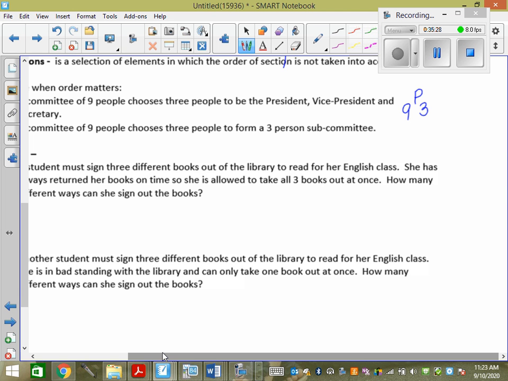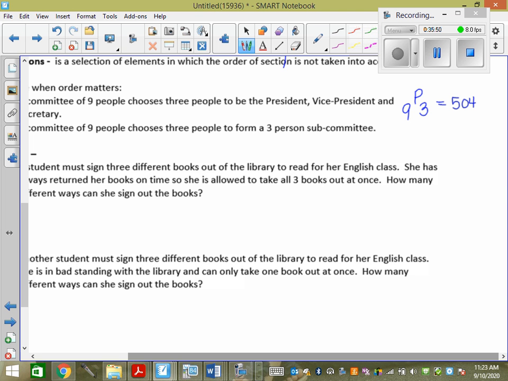I look for it. 504. So there's 504 different subcommittees I could make, arranging them president, vice president, secretary with those 3 people. Okay? If I have a committee of 9 people and choose 3 to form a 3-person subcommittee, I look at those 3 people. They're forming a 3-person subcommittee.